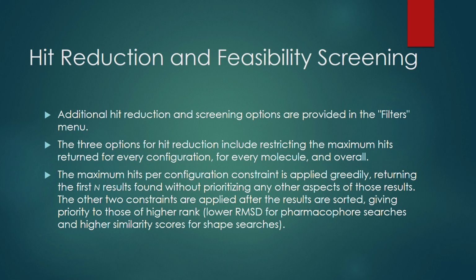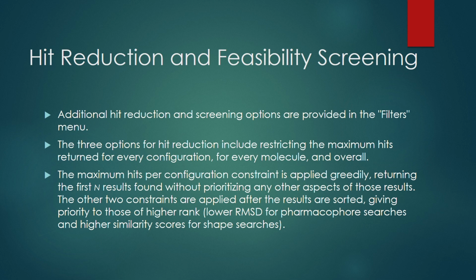The maximum hits per configuration constraint is applied greedily, returning the first N results without prioritizing any other aspect of the results. The other two constraints are applied after the results are sorted, giving priority to those with higher rank, lower RMSD for the pharmacophore search, and a higher similarity score for shape search. The maximum hits per configuration constraint is applied greedily without considering any other factor involved in the ranking, and the other two constraints are applied after the results are sorted.